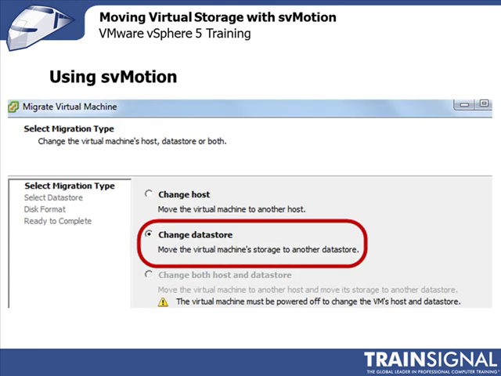Now it's time to give storage vMotion a spin. Unlike when we used vMotion where we changed the host that the virtual machine was on, this time we'll be changing the data store that the virtual machine's disk file is located on by using the Change Data Store option inside Migrate Virtual Machine. Let's go over to the vSphere client and give it a try.